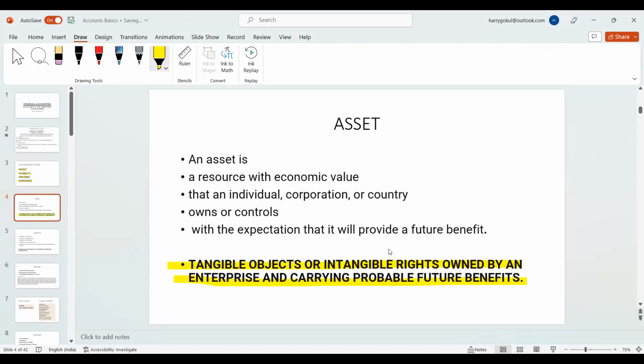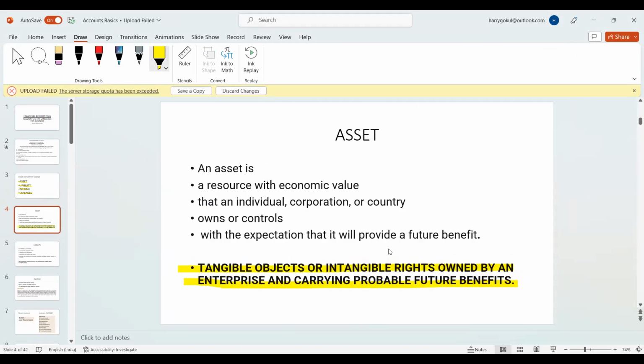For example, intangible assets include goodwill, patents, copyrights, and trademarks. Those come under intangible assets. That means intangible rights as per the definition, but they come under the classification of intangible assets. The same goes for tangible objects: land, building, TV, fridge, washing machine, car, anything will be a tangible object. It is owned by an enterprise, they own it, and it carries a probable future benefit.